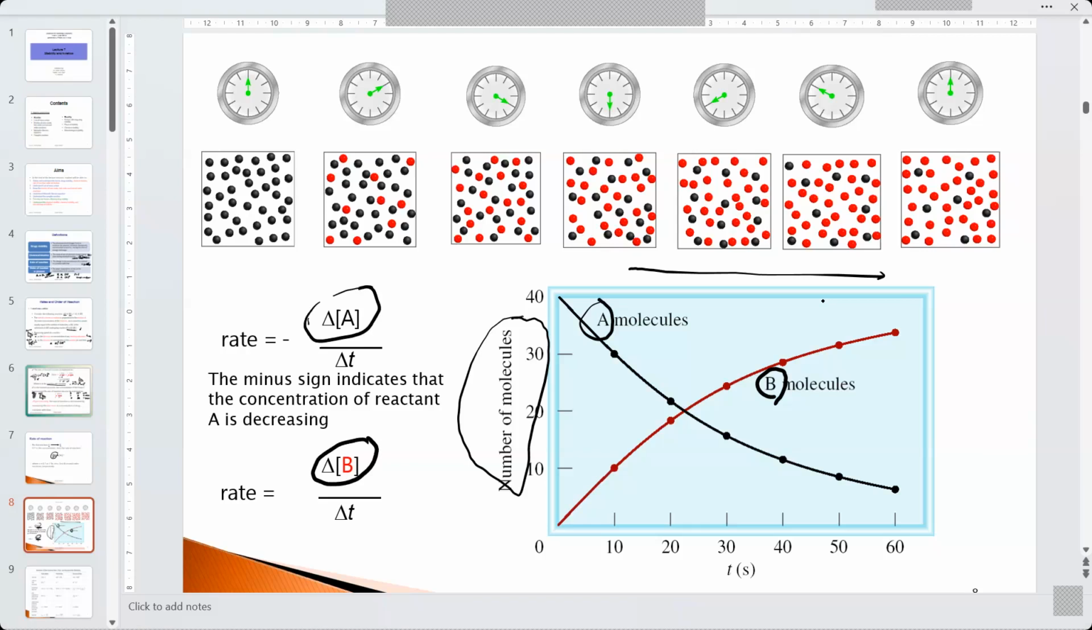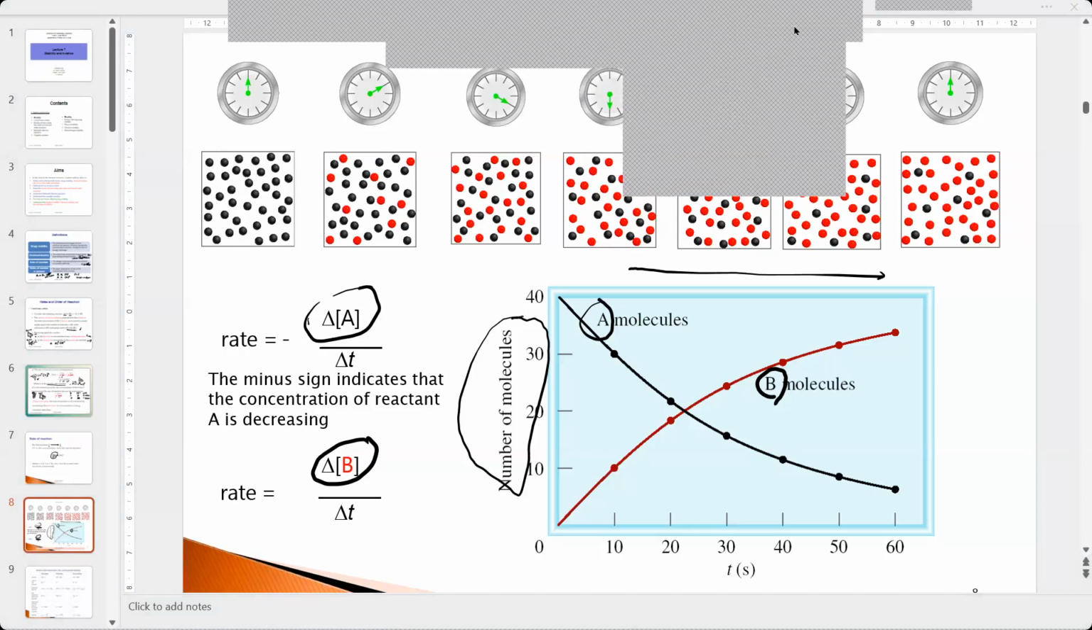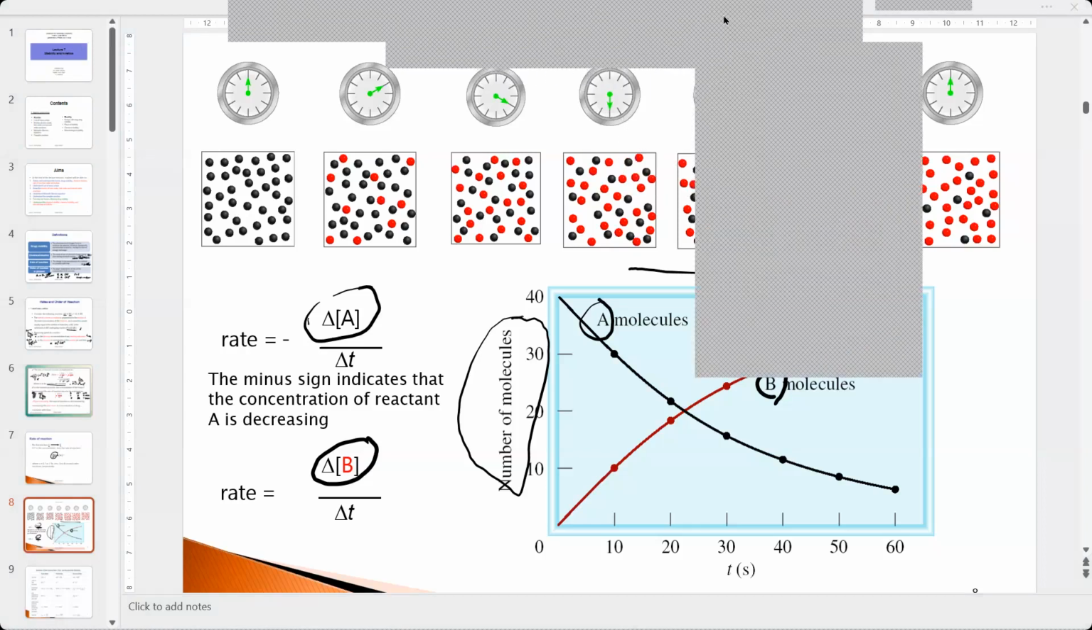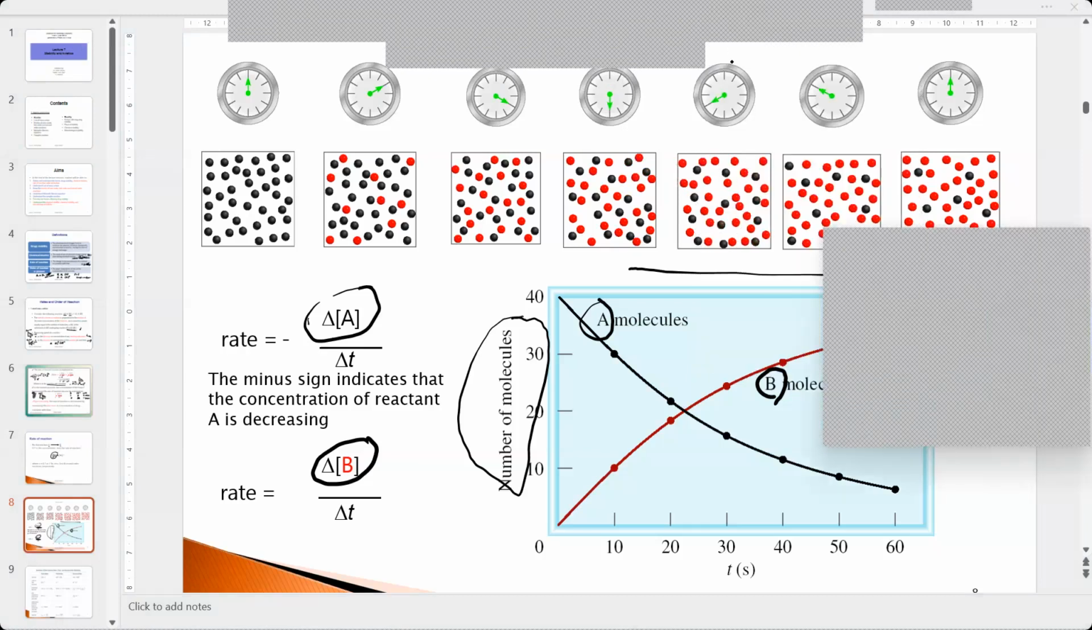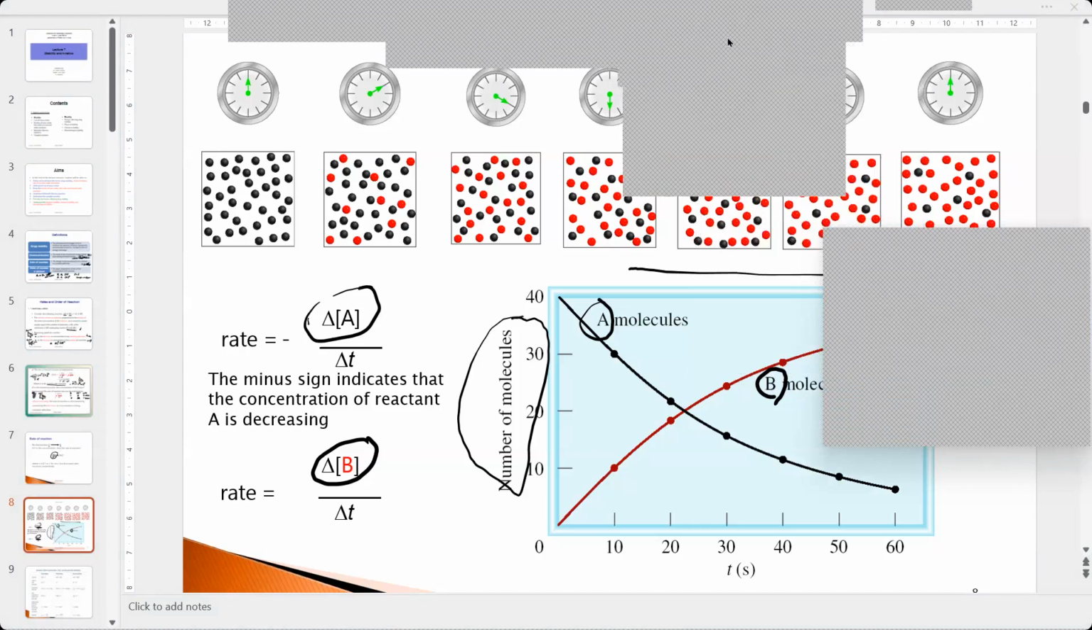But if you look here, do you think the rate of reaction changes with time or is it the same? Can you answer me? You can write in the text. What do you think here? Is the rate of reaction stable with time or changing? You can write changing. Correct answer, the rate of reaction is changing with time. How did you know?